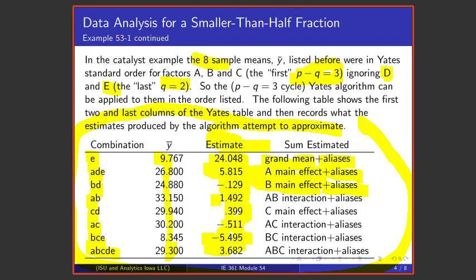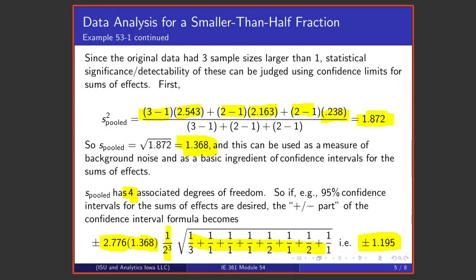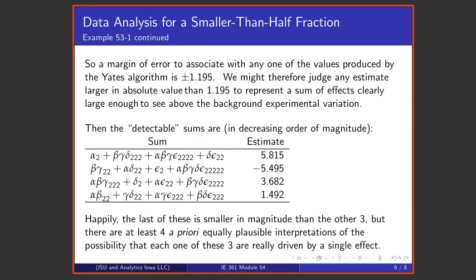If one looks carefully at this list, there are 1, 2, 3, 4 entries in that table. We're not going to pay attention to the grand mean plus aliases, but there are 4 of the 7 of those other estimates of sums of effects that are bigger than their margin of error. So if one then collects them into a table, there are the 4 values that I identified on that other slide.